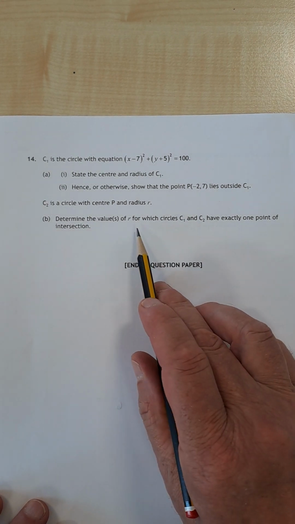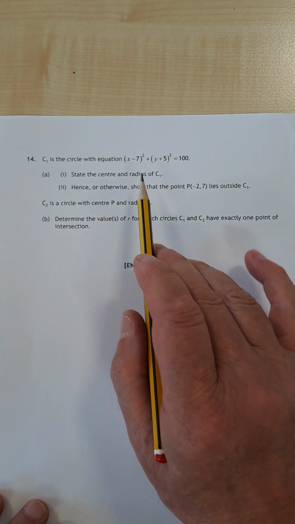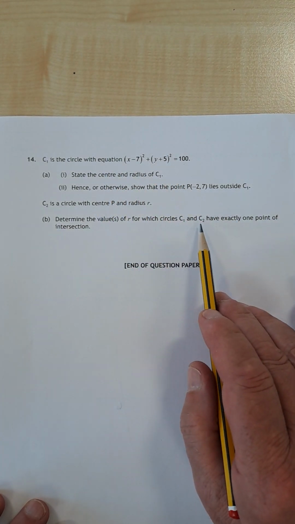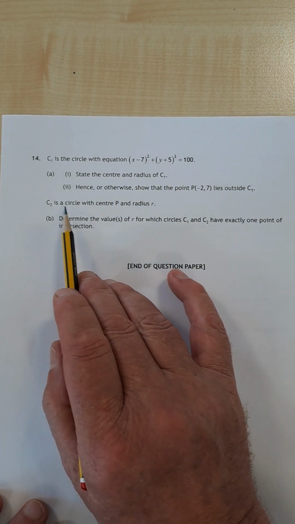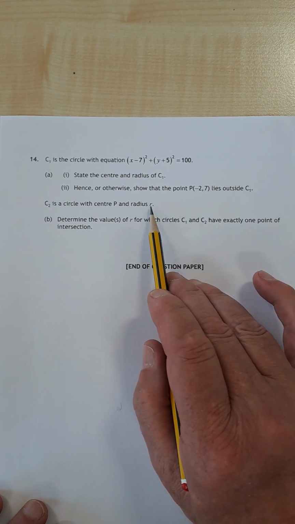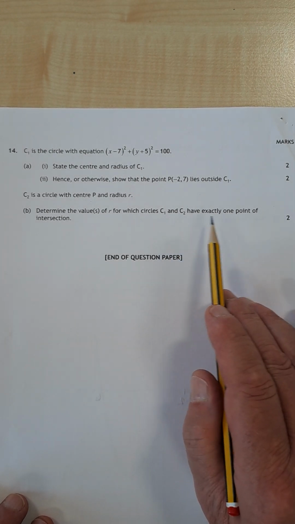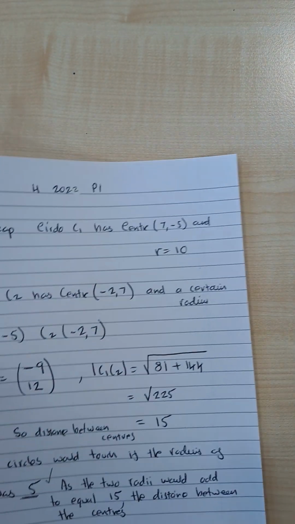Determine the values of r for which circle C1, and don't forget C1 is the one you were given there, and C2 is the circle with the centre P, which is that point there, and it has a certain radius that we have to work out. Determine the values of r for which the circles C1 and C2 have exactly one point of intersection. So let's just get to work on this one.